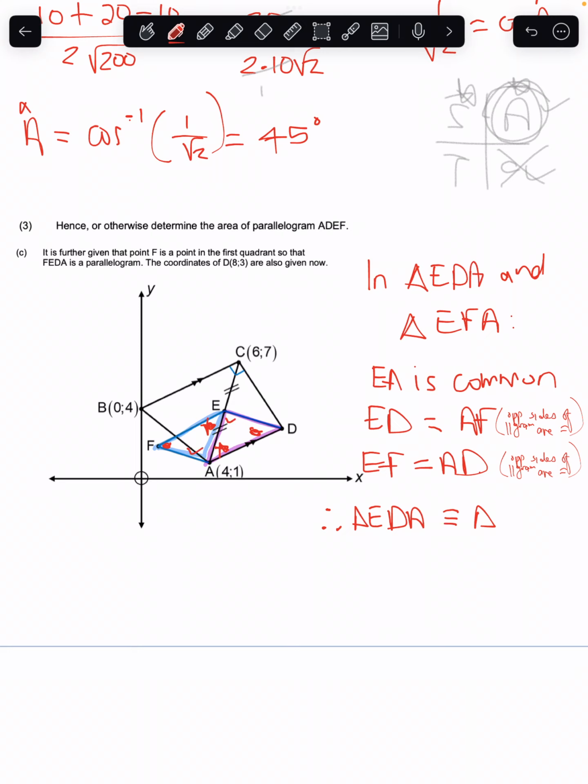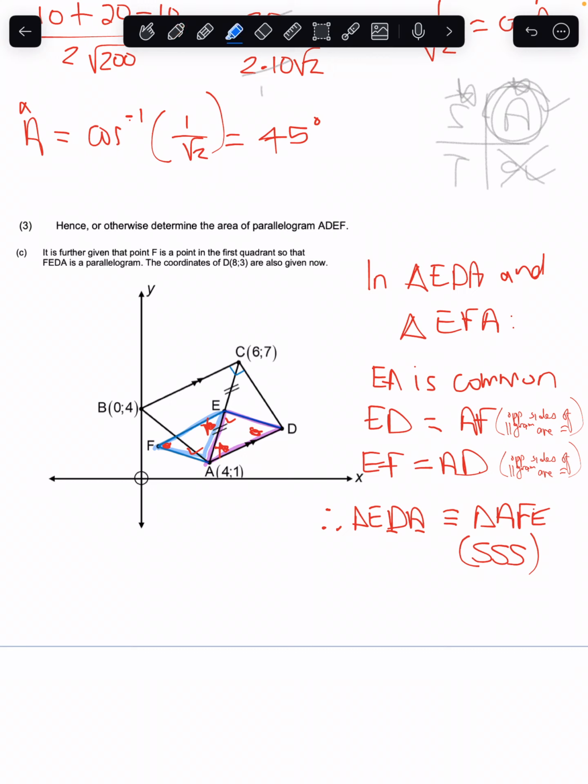Okay, so angle E in the purple triangle is equal to angle A in the blue triangle. And then angle D in the purple triangle is equal to angle F in the blue triangle. And then angle A in the purple triangle is equal to angle E in the blue triangle. Okay, so side, side, side.